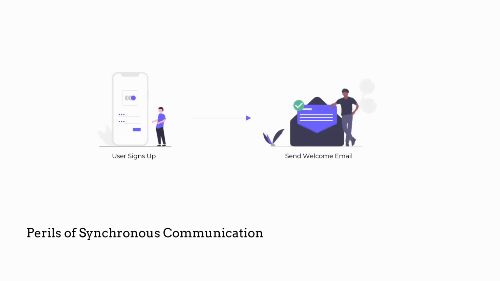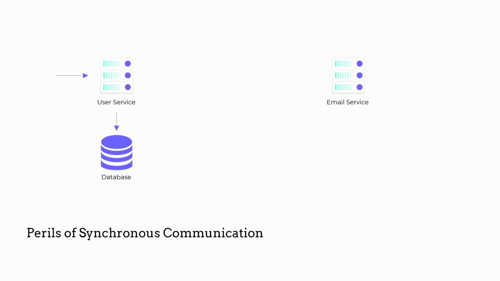Take the example of a user sign up operation, which is followed by sending out a welcome email. Let's assume both of these operations are happening in separate microservices. Now, for things to work, the user service, after successfully completing sign up, will have to send a request to the email service to send out a welcome email. I've got a couple of problems here. In a synchronous world, the user service would have to wait on the email service to finish its operation before it can send back a response to the client.